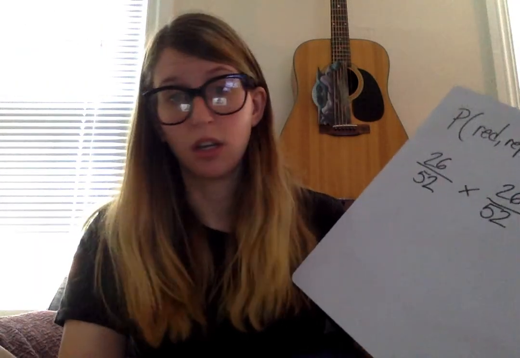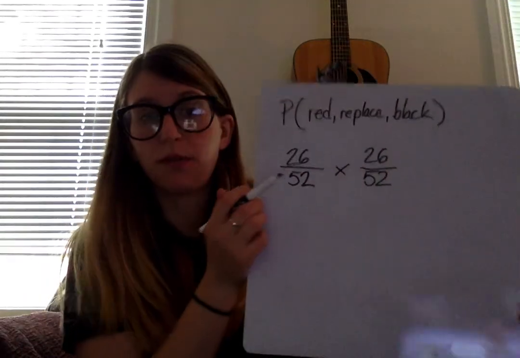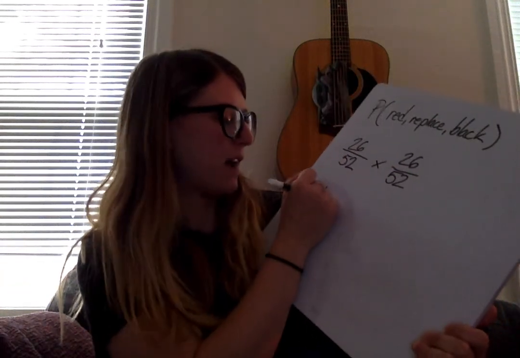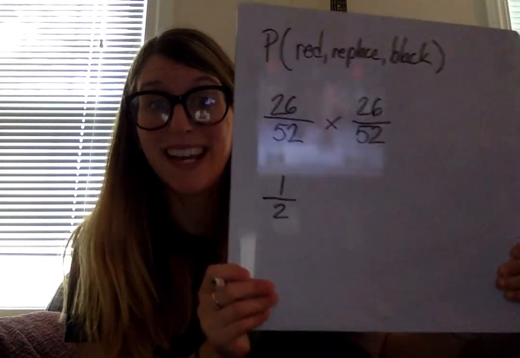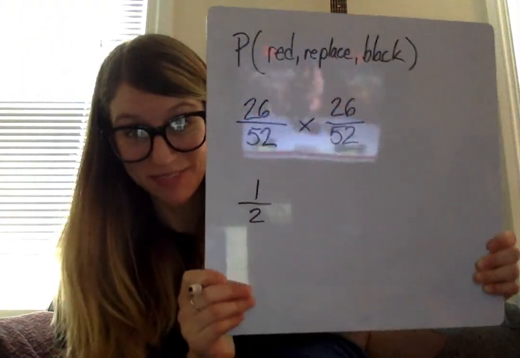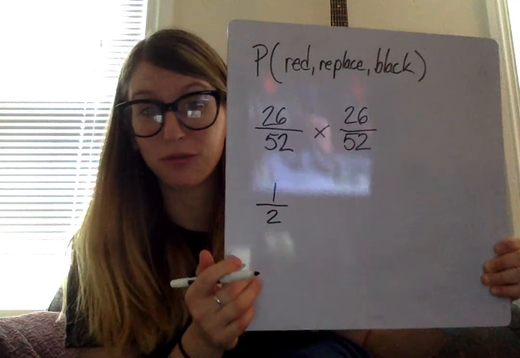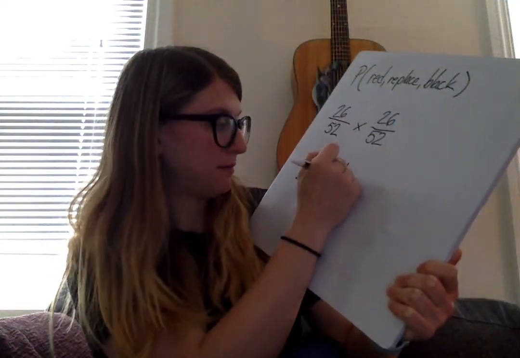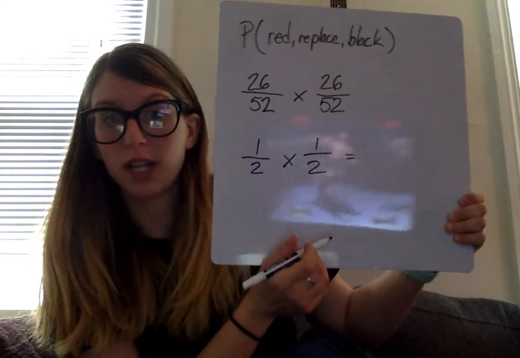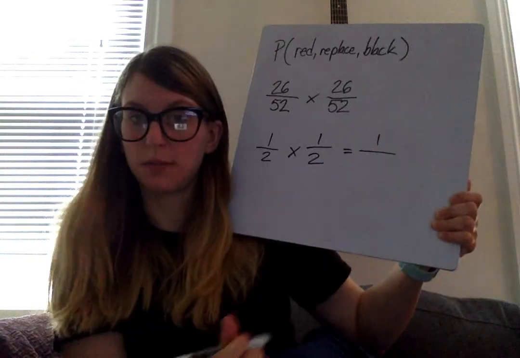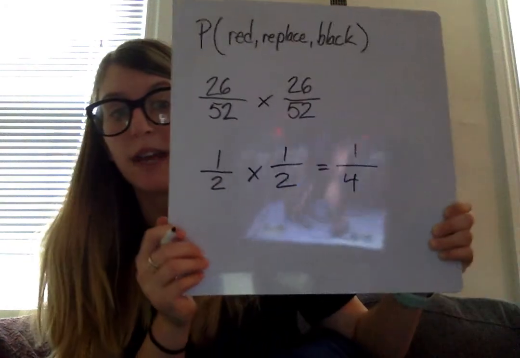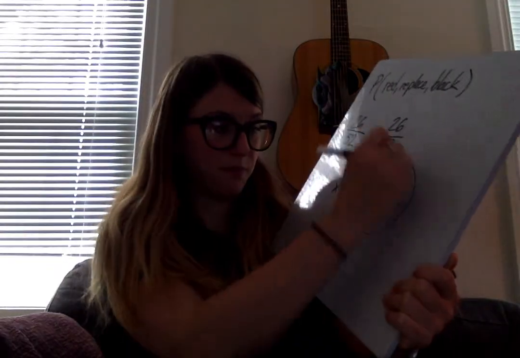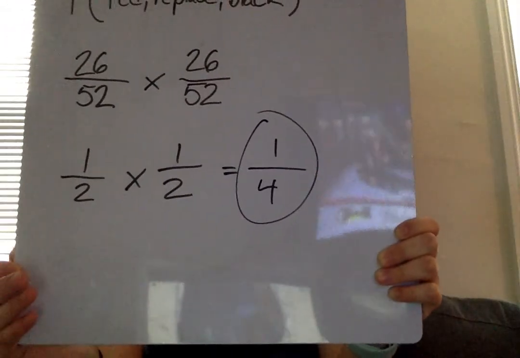So 26 over 52, I could divide them both by 26 and get 1/2. Or I could remember from the beginning that half the cards are red. So I just write 1/2. Cool. Half the cards are black. 1 times 1 is 1. 2 times 2 is 4. So I have a 1/4 chance of getting red, replacing it, and then getting a black card. And that's how that's done.